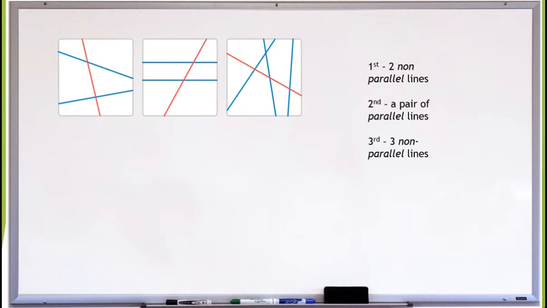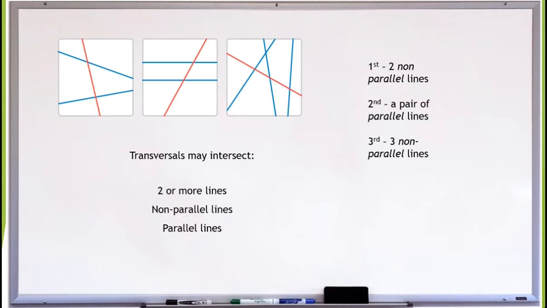To sum it up, what we can infer from the three examples is that our first example shows us that two non-parallel lines can be intersected by a transversal. Our second example shows us that a transversal can also cut through a pair of parallel lines. And for our last example, two or more, in this case three, non-parallel lines can be intersected by a transversal. In conclusion, a transversal may, can, and will do the following depending on the given math problem. Transversals may intersect two or more lines, and these lines, no matter how many there are, may be a set of parallel lines or a set of non-parallel lines.